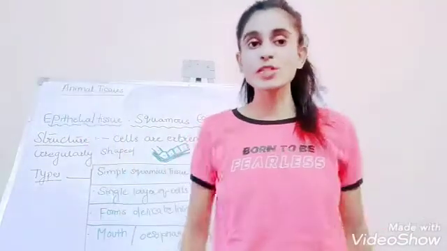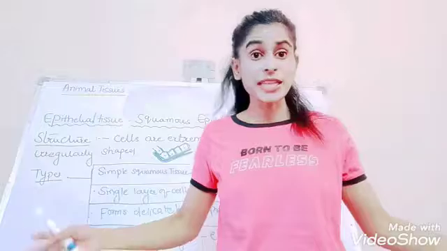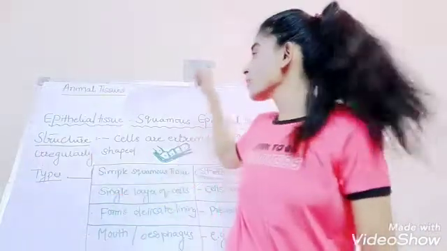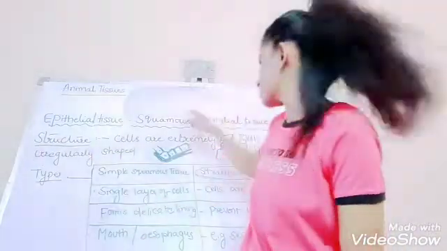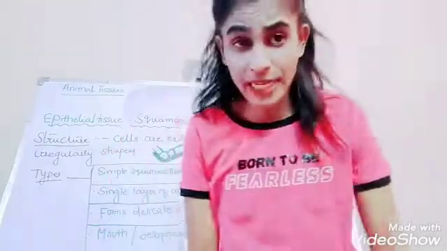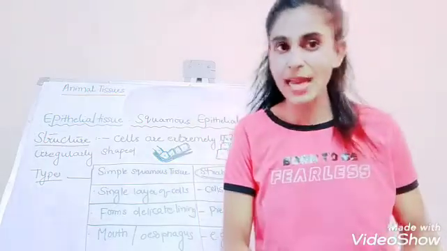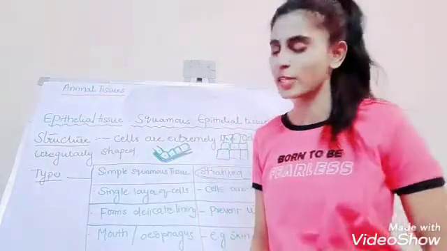Hope you understood today's session. We discussed animal tissues, epithelial tissues, the type of epithelial tissue called squamous epithelial tissue, and simple squamous epithelial tissue and stratified squamous tissue. Don't get confused. Go through it properly and I know you are going to learn it very soon.